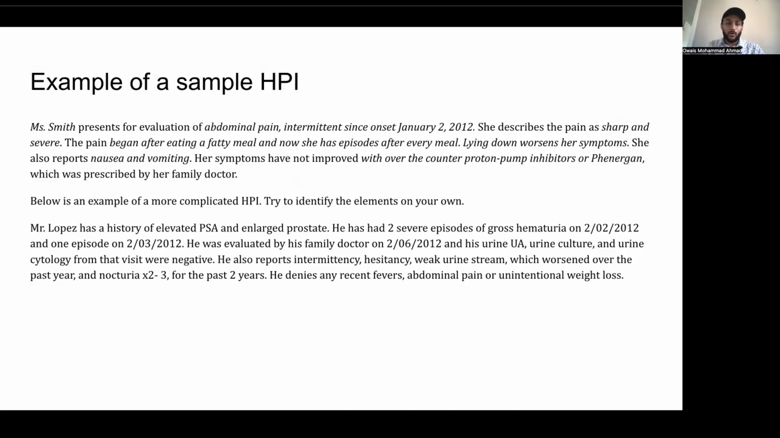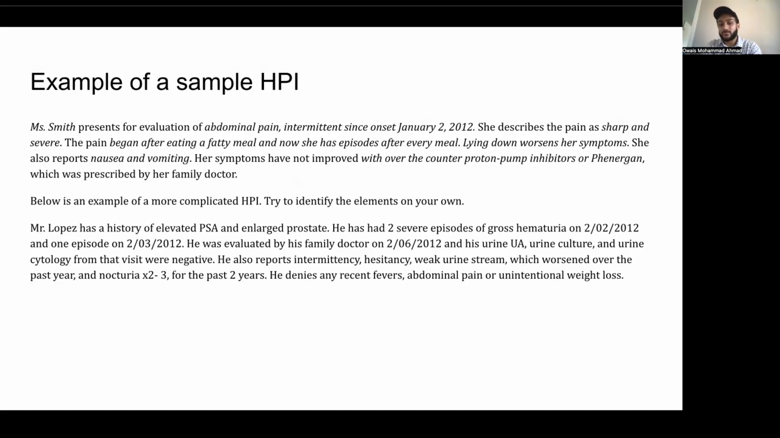Below is an example of a complicated HPI. Try to identify the elements on your own. Mr. Lopez has a history of elevated PSA and enlarged prostate. He has had two episodes of gross hematuria in February 2012 and one episode on, I guess, 2nd March 2012. He was evaluated by his family doctor on February 6th, and his urinalysis, urine culture, and urine cytology from the visit were negative.